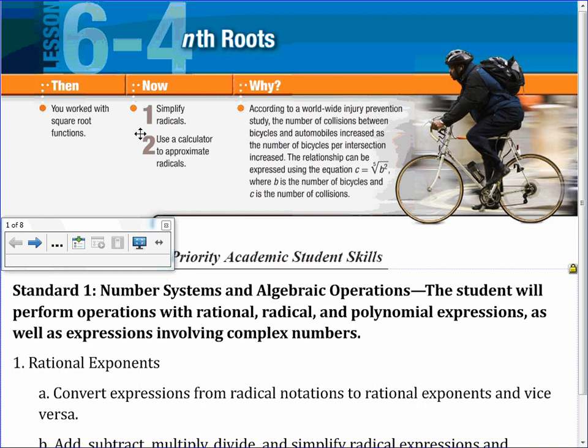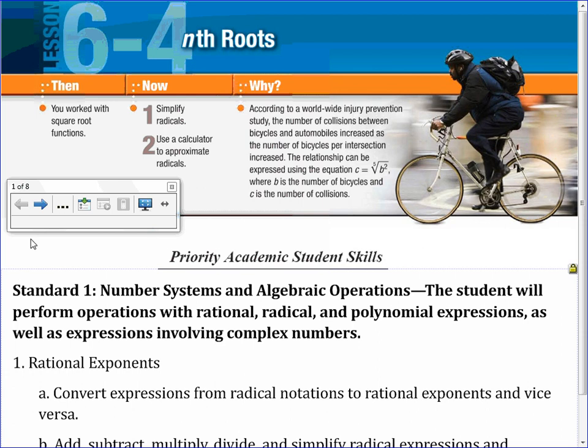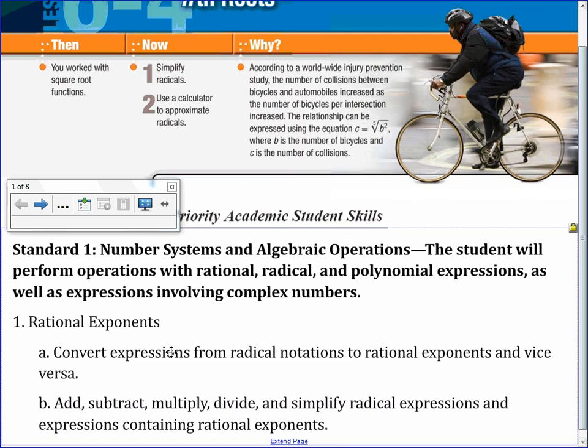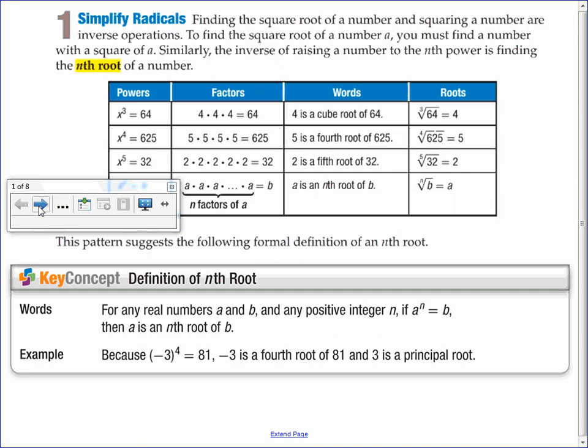Right, in today's lesson 6.4 with the nth roots, our two goals are to simplify radicals, and the second goal is to use a calculator to approximate radicals. Pascal 1.1a and b, which states that we should be able to convert expressions from radical notation to rational exponents and vice versa, which will come later, and then to add, subtract, multiply, divide, and simplify radical expressions. So the simplification is really what we're touching on today mostly.